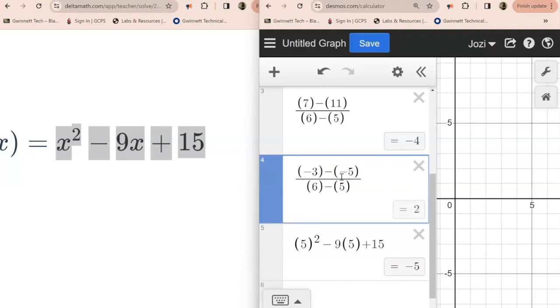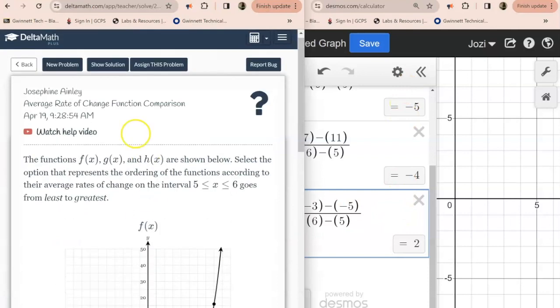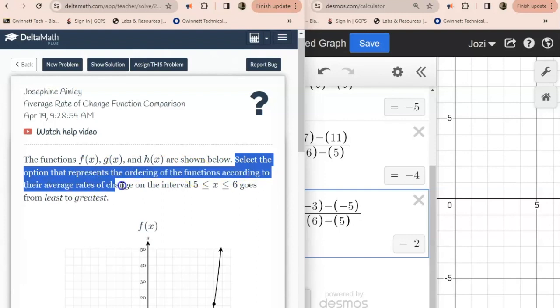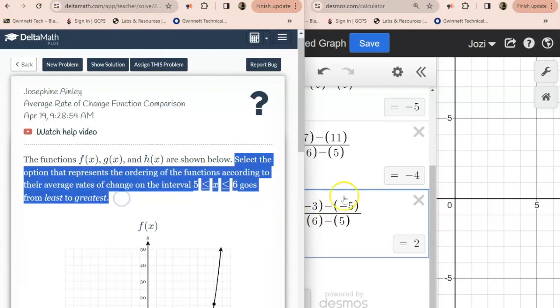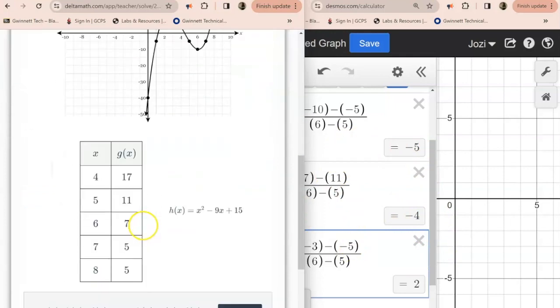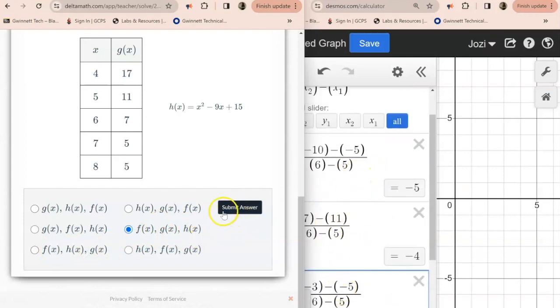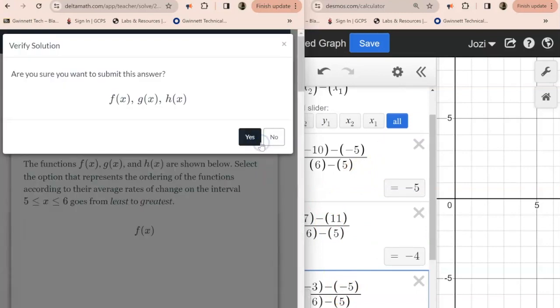So I've just found the average rate of change for all three forms, and this is what they are. Now let's read what the question was asking us to do. Select the option that represents the ordering of the functions according to the average rate of change from least to greatest. Looking at this, what is the smallest number? Negative 5, then negative 4, then 2. So it's actually going in order F, G, H. That's what I'm looking for: F first, then G. So this is the correct answer. Get your answer first, put it in order so you know this is F, G, H, and then go look for what you're looking for here.